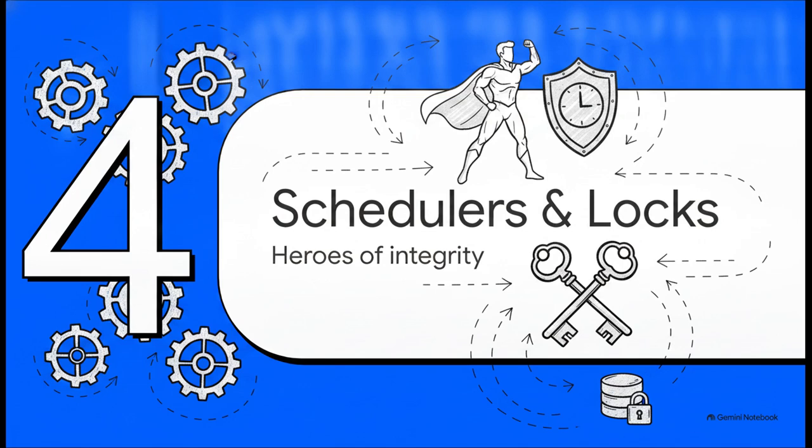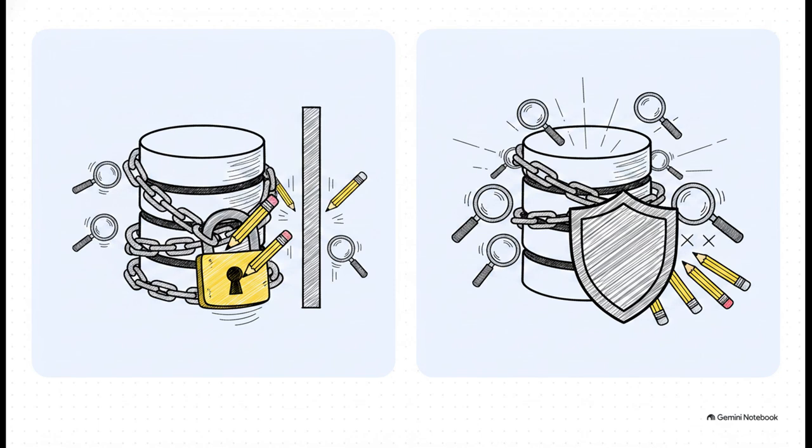All right, Section 4, Schedulers, Locks, and Deadlocks, the heroes of data integrity. So how do we actually defeat these concurrency villains? Well, the primary hero inside the DBMS is a component called the scheduler. The scheduler establishes the exact order in which concurrent transaction operations are executed to ensure that serialization we talked about. And its primary weapons? Locks. A lock guarantees unique access to a data item.